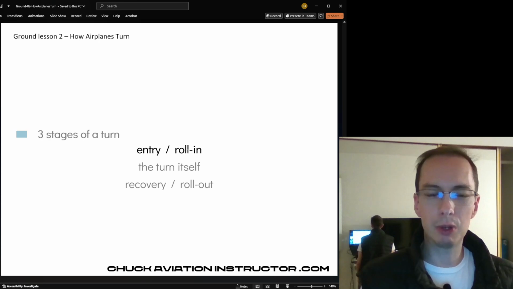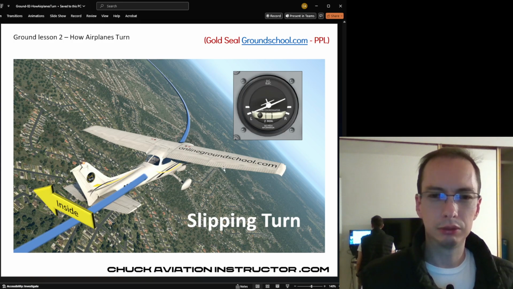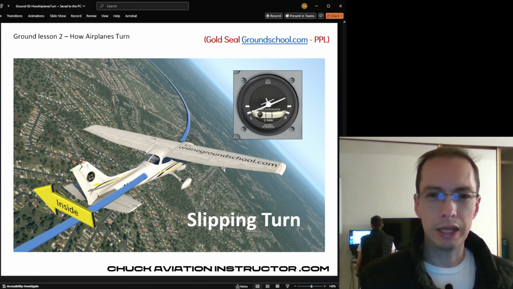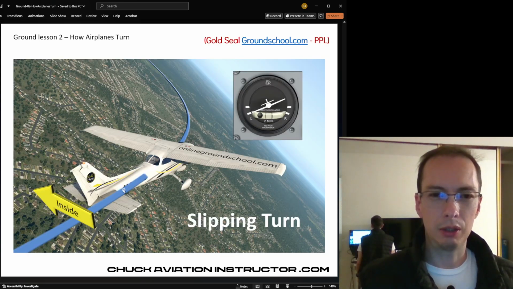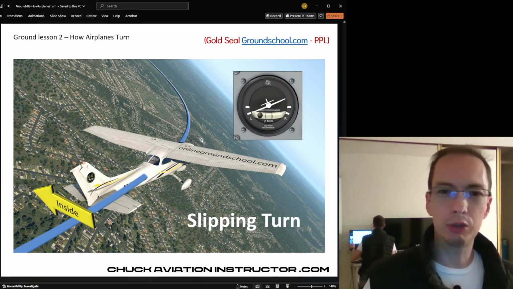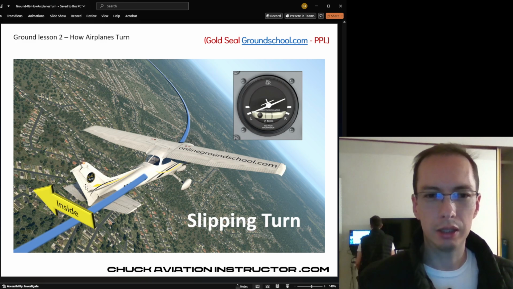So during entry and rolling, there's a little bit of adverse yaw, and your nose will tend to continue straight ahead and even turn right. You want to turn left, but your nose wants to turn right. And again, what you do here is bring your tail behind the nose, and bring your nose into the turn. What matters to you is that you need to step on the ball.